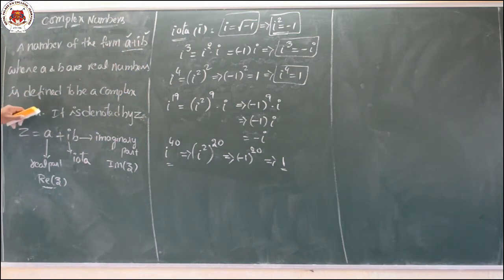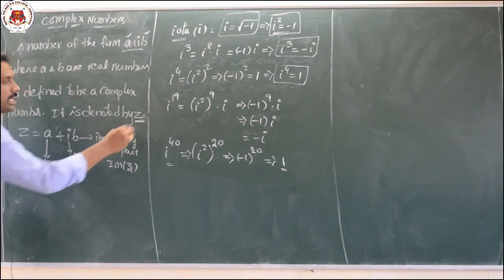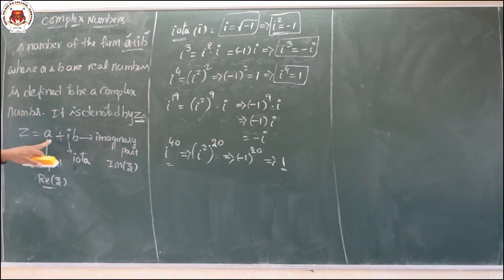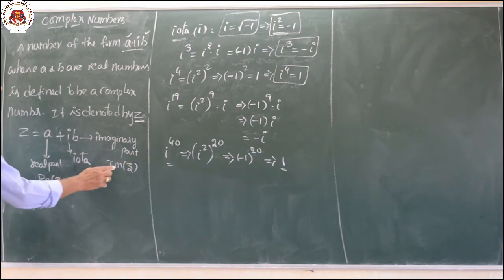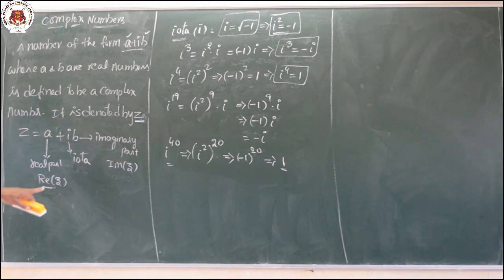So a complex number is denoted by the letter z. So z is equal to a plus ib. Here a is called the real part, b is called the imaginary part, and i is called iota. The real part we represent as Re of z, and the imaginary part as Im of z. So Re of z means the real part of the complex number z, and Im of z the imaginary part.